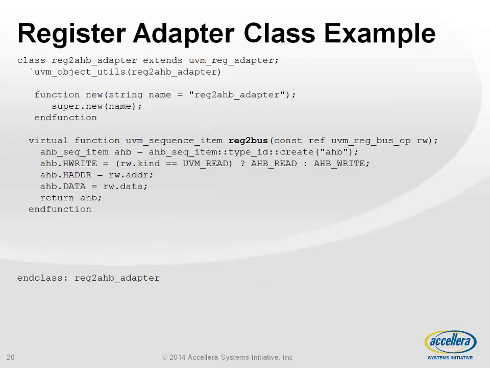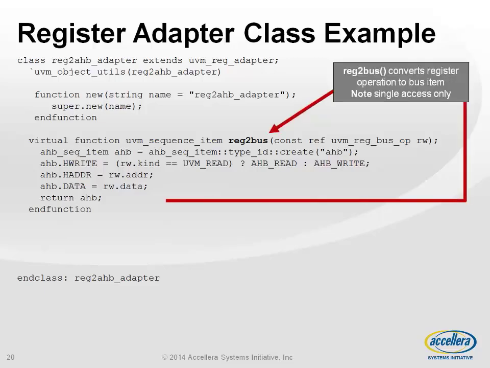Let's take a look at the adapter class here. So again, this is something that is part of the address map, and it allows us to convert from the register layer to the bus layer. We have one argument here on the reg to bus. It is the register transaction, in this case, reg bus op, RW here. So what we do is we create an object of the return type, the bus transaction that we're going to use here, in this case, AHB sequence item.